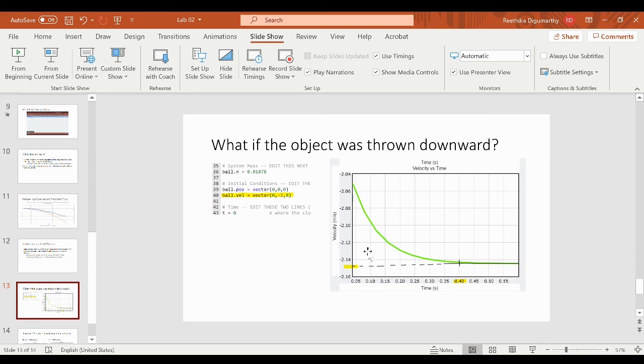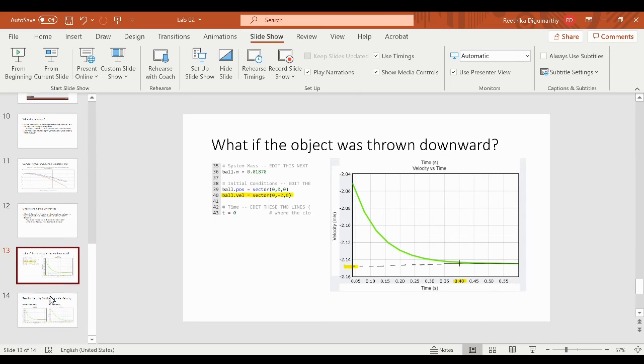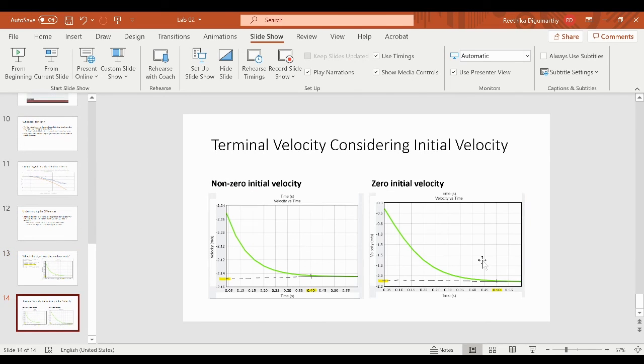What if the object was thrown downward? In the model with drag force, I set the velocity of the ball equal to -2 in the y direction, and I got this graph. If we compare it to the velocity versus time graph when there's 0 initial velocity, we see that the velocity value of the asymptote that they're approaching is pretty similar, around -2.15-ish, but the times are different.